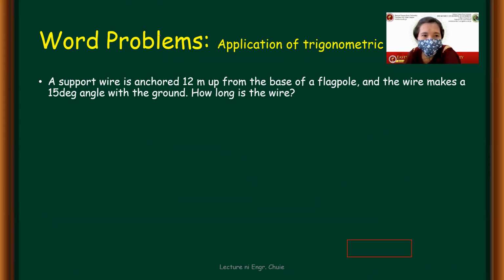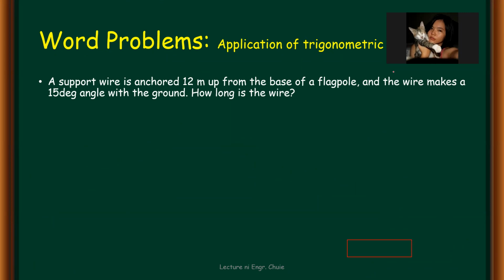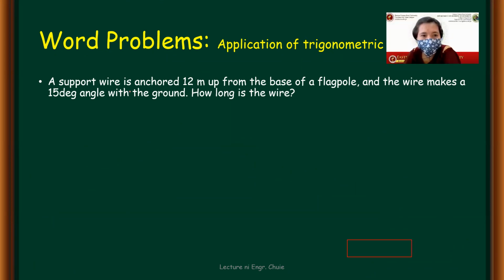We have here a support wire anchored 12 meters up from the base of a flagpole, and the wire makes a 15 degrees angle with the ground. How long is the wire? Before you decide what trigo function we are going to use, whether sine, cosine, tangent, or the other reciprocals, just illustrate the problem first. It is easier to solve once it is illustrated, remember.